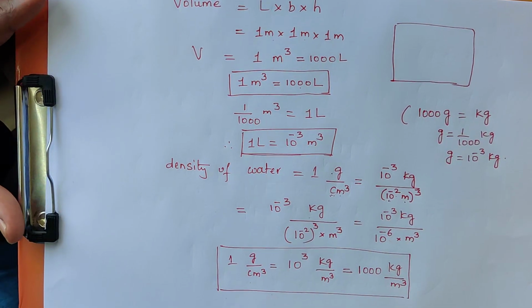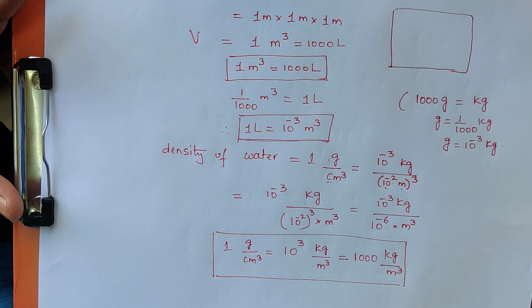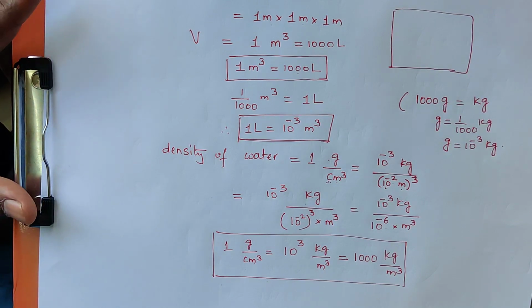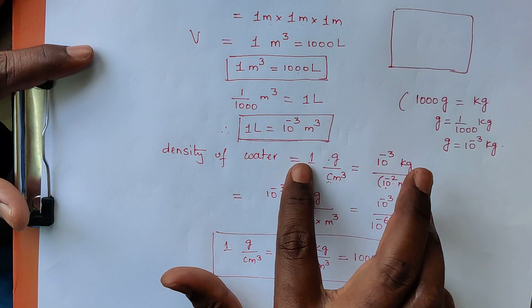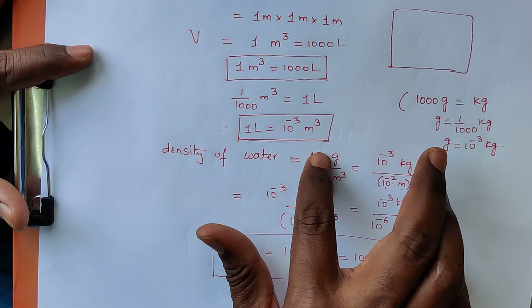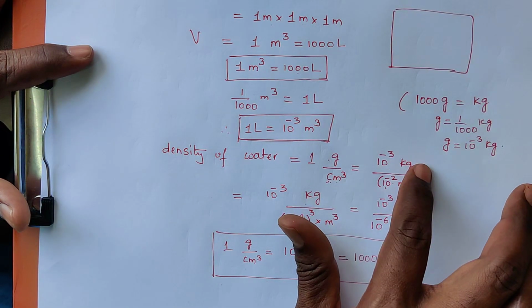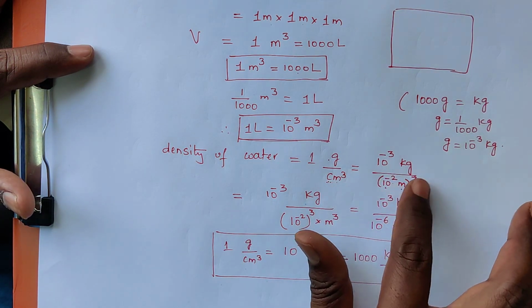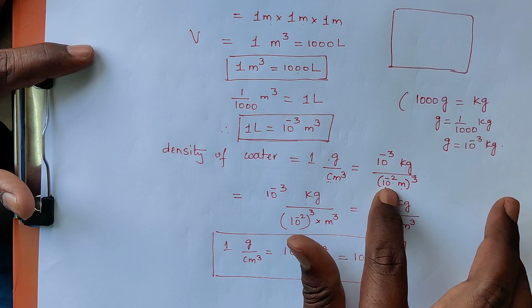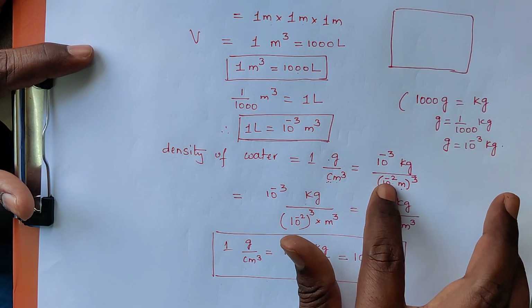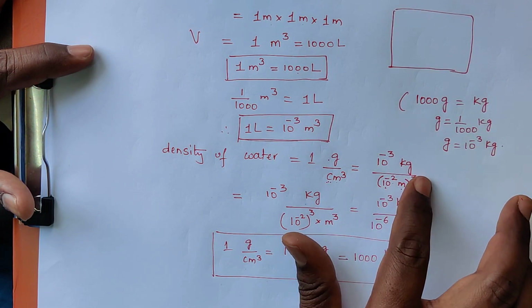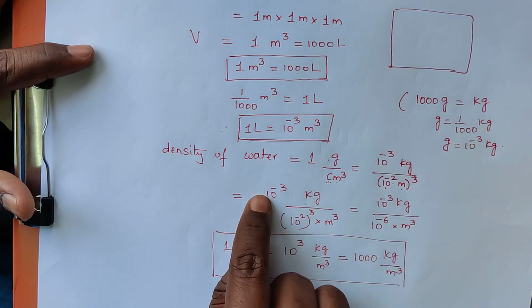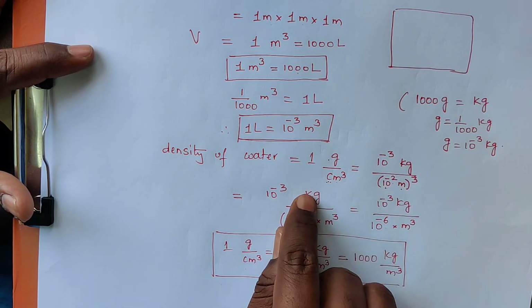I hope you understand this. I would like to explain once again. 1 gram per centimeter cube. 1 gram is nothing but 10 to the power of minus 3 kilograms. Centimeter cube whole cube. Centi అంటే 10 to the power of minus 2 meters, whole cube. ఇక్కడ ఏం చేస్తున్నా 10 to the power of minus 3 kg ఇట్లా ఉన్నది.